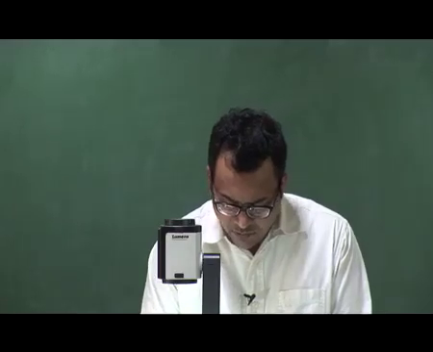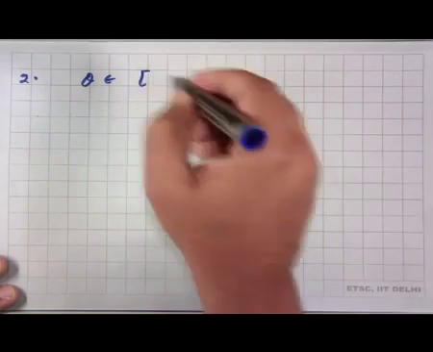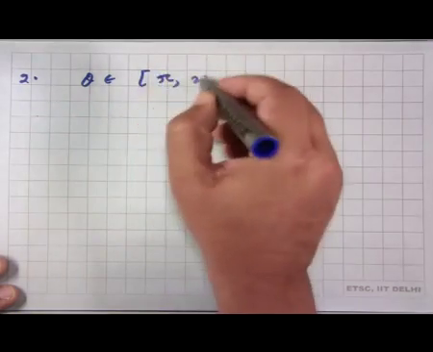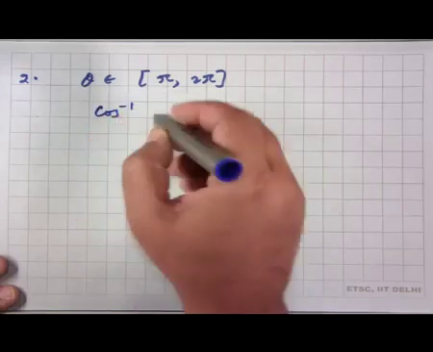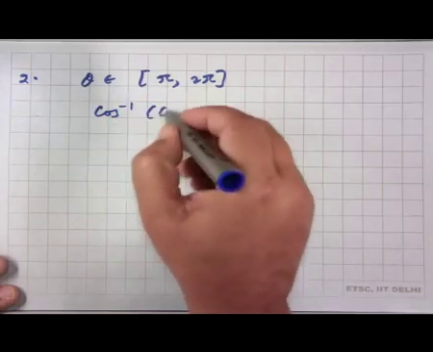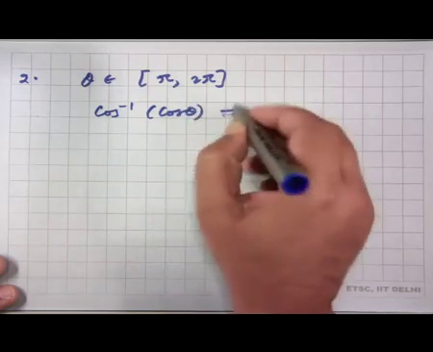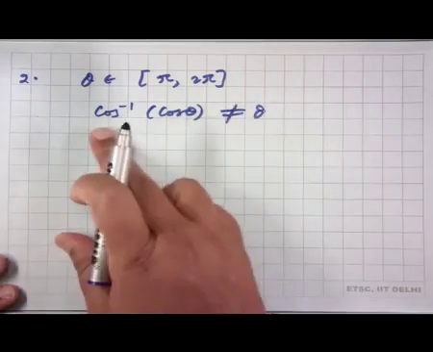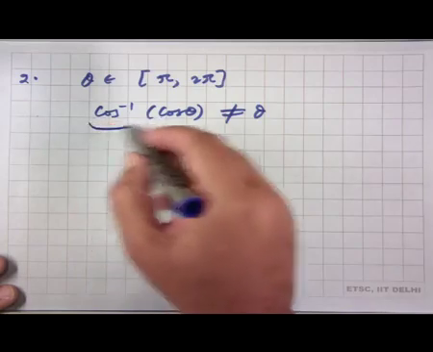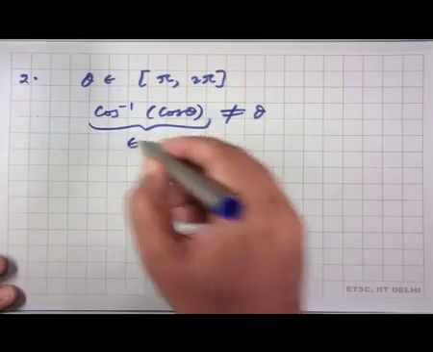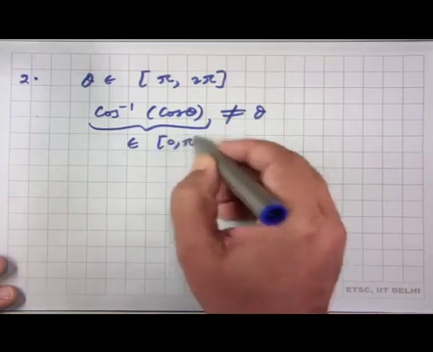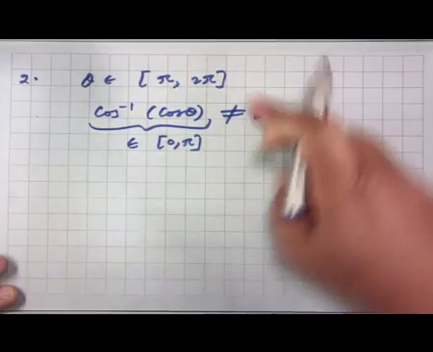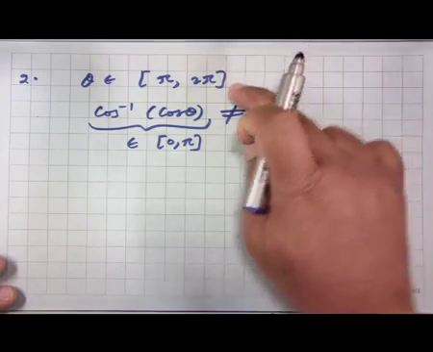Now, when theta belongs to the second region, which is between pi and 2 pi, it is clear that for this case, cos inverse of cos theta cannot be equal to theta, because this value cos inverse of cos theta has to belong to the range set of cos inverse, which is 0 to pi, and this theta is belonging to the interval pi to 2 pi.